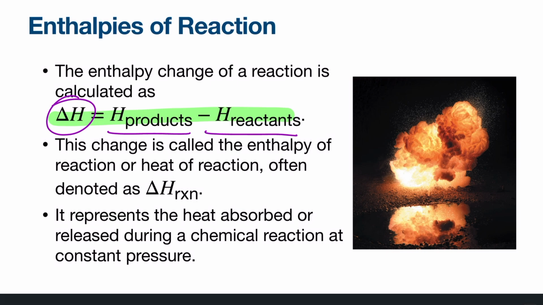We give this energy change a name. This is what we call enthalpy of reaction or heat of reaction. And we usually write it as delta H with the subscript Rxn. It's just a shorthand way to refer to the heat involved in the reaction. This delta H tells us whether a reaction gives off heat or takes in heat. If delta H is negative, the reaction releases heat, like burning wood. If delta H is positive, the reaction absorbs heat, like melting ice.